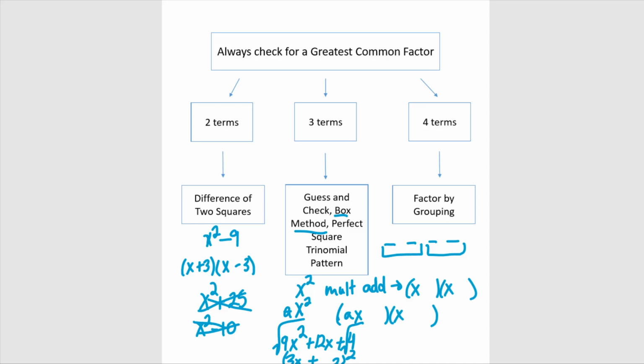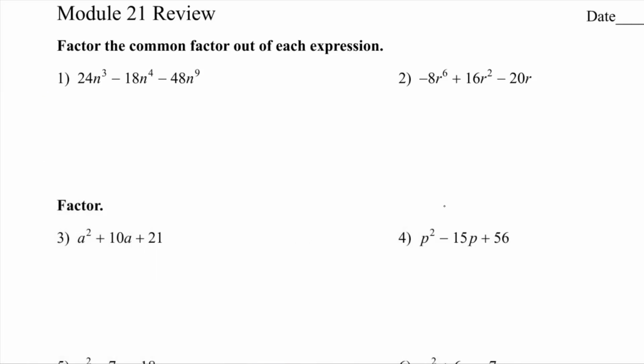Alright, now let's look at this lovely review that I've got here. It's going to take us through each of these, and it's also going to take us through solving. So if it just says factor, then our end answer should look like a multiplication problem that when we multiply it out using the rules for multiplying polynomials like the distributive property and FOIL, when we multiply it out, it should give us what we started with.